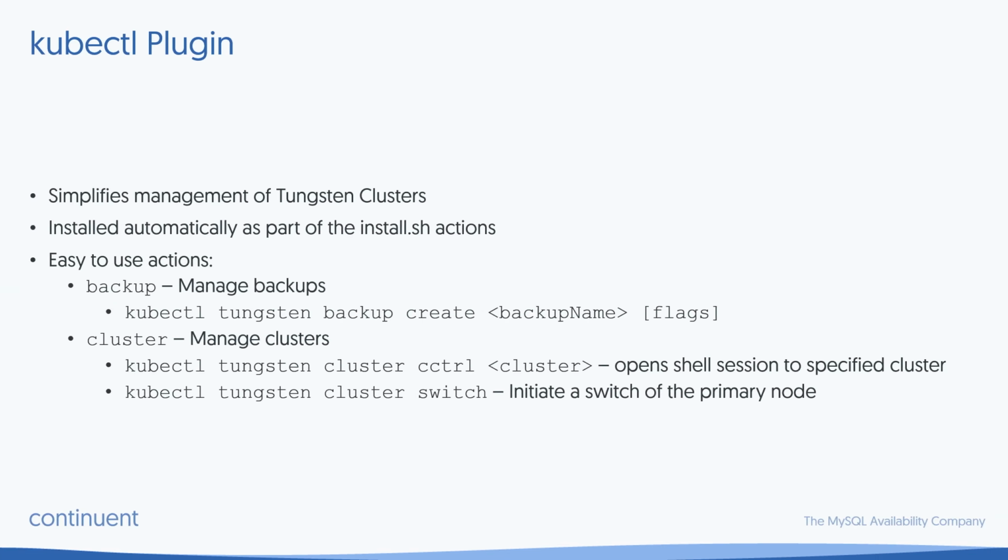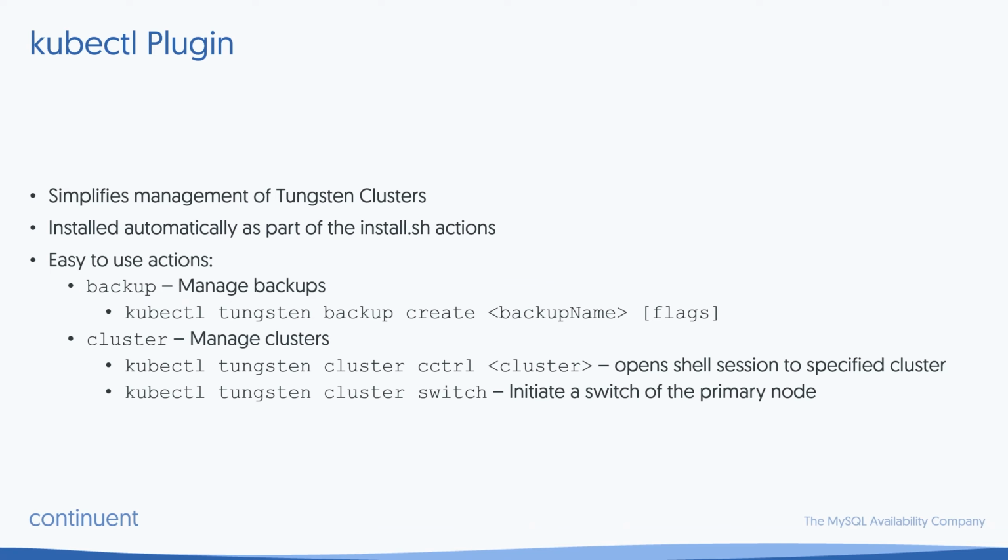So that brings us on to the kubectl plugin. What is it? Well, it's there to simplify the management of Tungsten clusters. It is installed automatically as part of the install.sh script, as I said at the very beginning. However, if you want to have it set up on your staging host beforehand, you can do it manually. The install script will check: if it's there, it won't install it. If it's not there, it will install it.